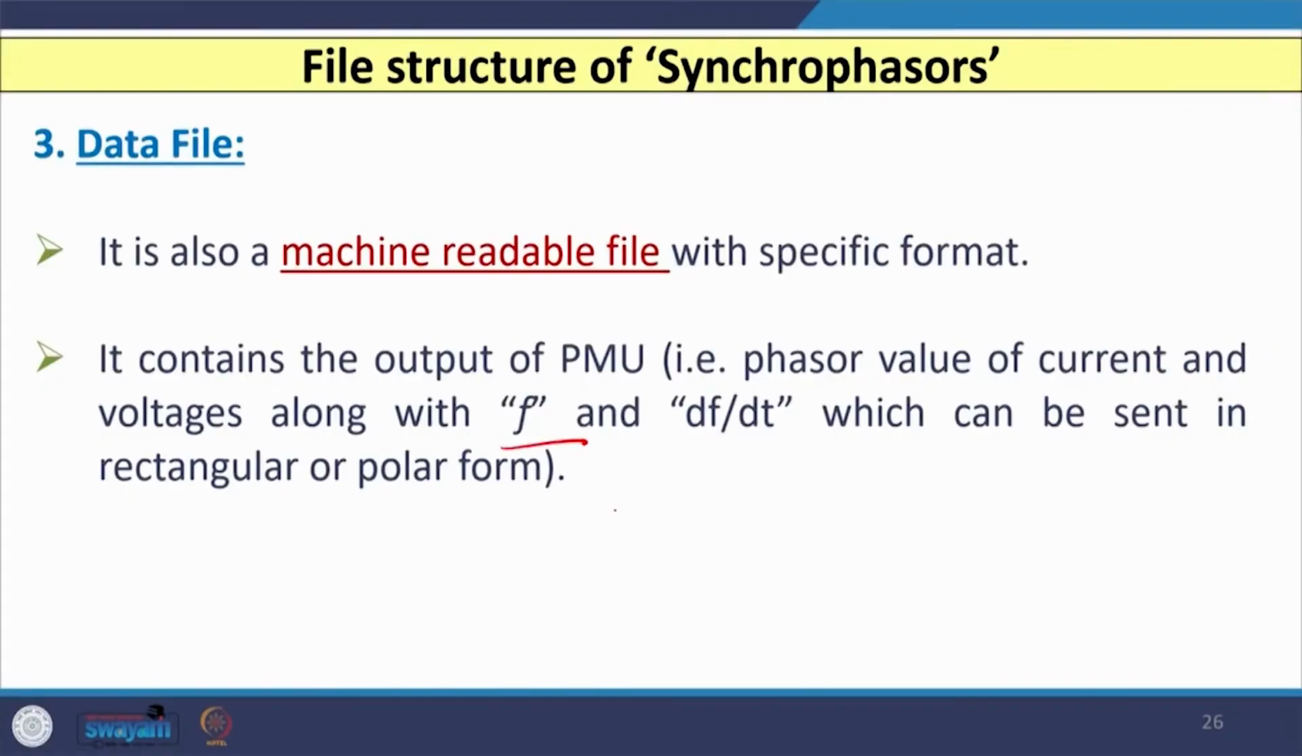The third file is the data file. This is also a machine readable file in a specific format and it contains the output of PMUs. We know that the output of PMUs is in the form of phasors of voltage and current. Sometimes we also want frequency or rate of change of frequency, that is sent either in rectangular or polar form. So, this is contained in the data file.